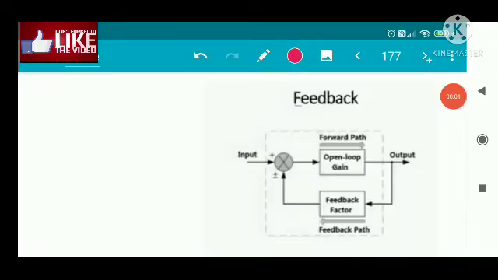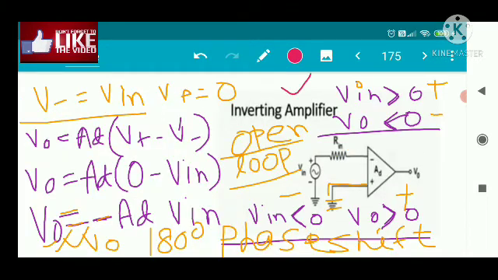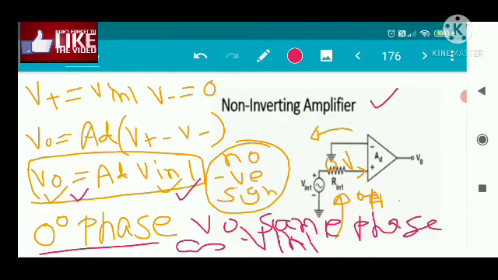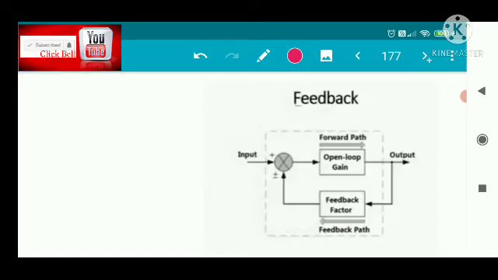Okay, so after discussing the non-inverting amplifier, we will now discuss the concept of feedback. Before that, whatever I have discussed, this non-inverting amplifier, this is the inverting amplifier, you can see there is no feedback. All of you know that the op amp is operated with negative feedback. Now you can see this is the input, this is the open loop gain, this is the forward path, and this is the output.